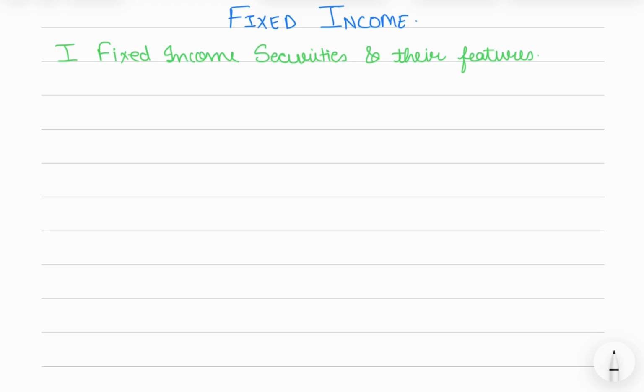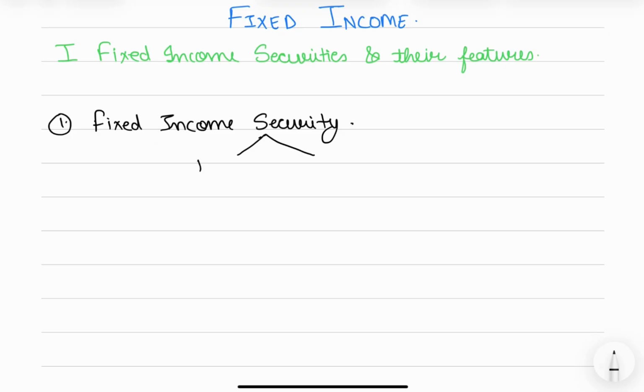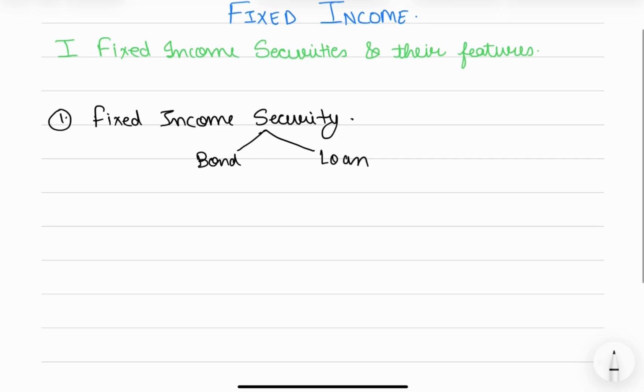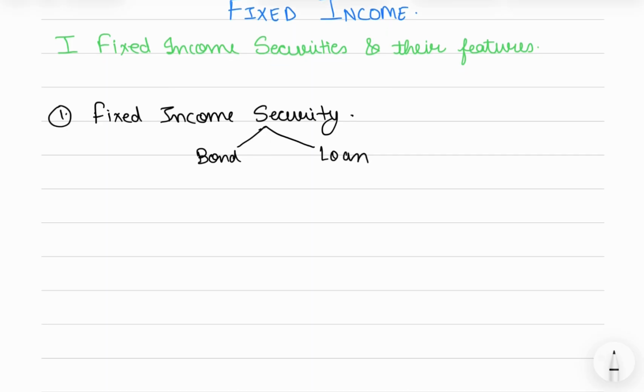So the first thing that comes to mind is, what is a fixed income security? Basically we have two fixed income securities, that is a bond and a loan. Fixed income securities are investments where you receive predictable or fixed cash flows over time. The most common examples are loans and bonds. In simple terms, you are just lending the money, you earn interest and you get your money back.